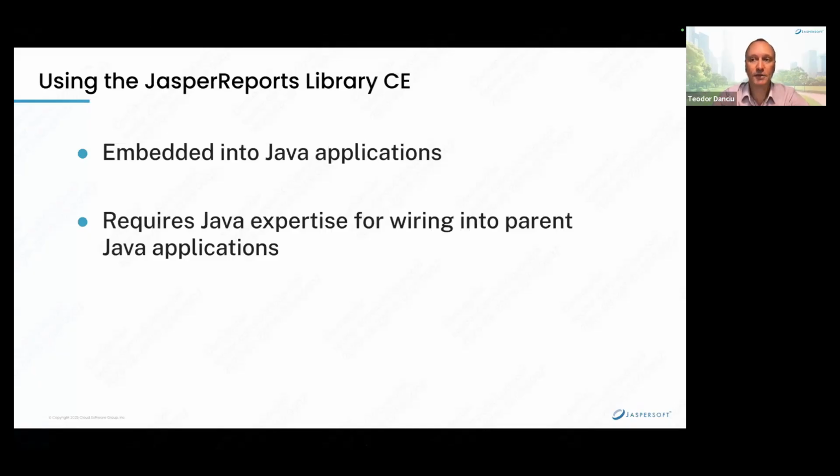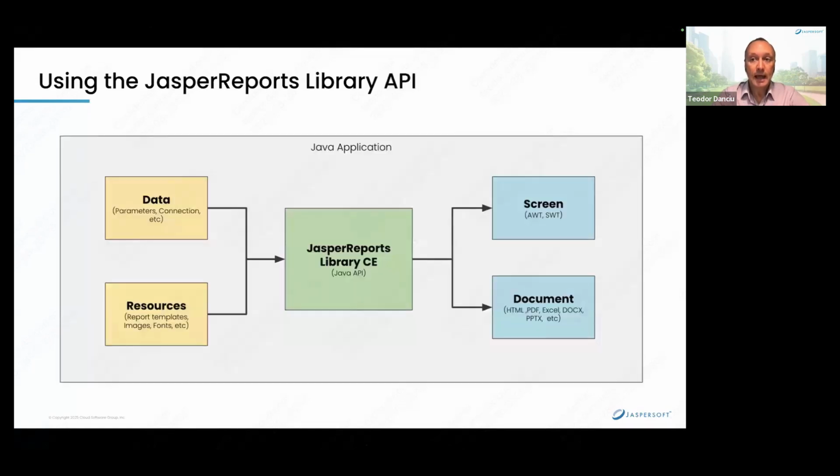to leverage its functionality. Let's look a little bit at this diagram. What does it mean, do some wiring? Well, first of all, you need to be able to pass data into the reporting engine along with resources such as report templates, images, fonts. And our engine takes this from your Java API call, mixes them, and produces an output.